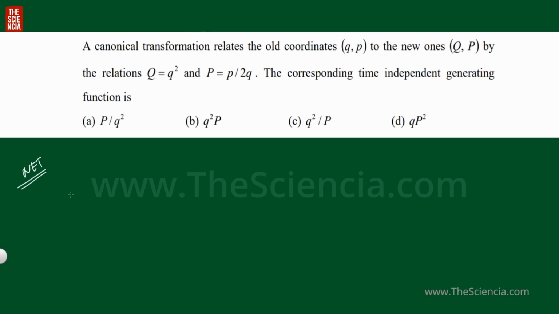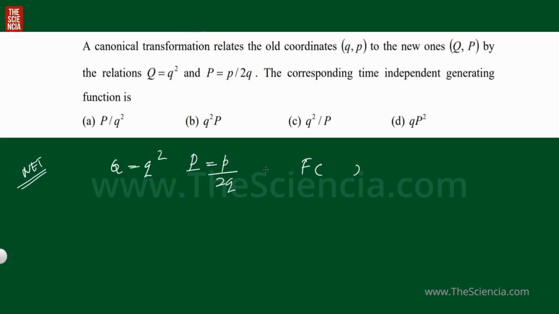One of the earlier example problems is this one only. Here, the only difficulty is that in this question they are not given the generating function. That is, here they are given the condition Q equal to q square and capital P is equal to small p by 2q. But they didn't specify what is the function of f. But don't worry, you can easily identify the generating function from the given options.